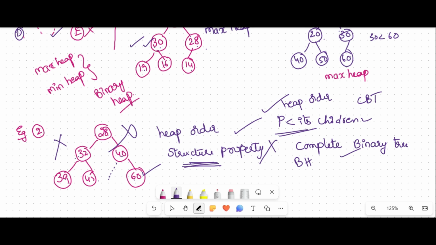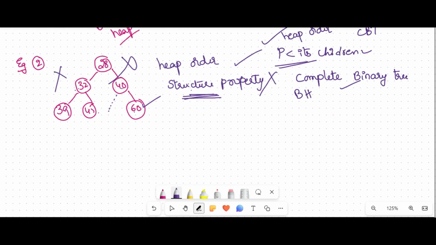Hope you understand, students, what is meant by the structure property and what is meant by the heap order property. Hope you understand, students.